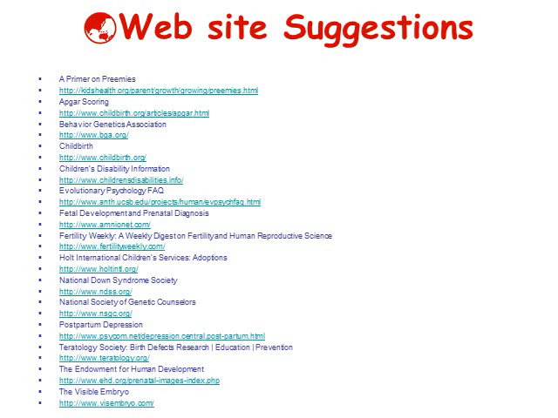Then we have some website suggestions related to the chapter, and there's quite a bit for this chapter. We have a website for preemies, a website for Apgar scoring, Behavior Genetics Association, a website for childbirth, children's disabilities, evolutionary psychology, fetal development, fertility, Down syndrome, genetic counselors, postpartum depression, teratology society, visible embryo. Those are all good resources and suggestions for you.